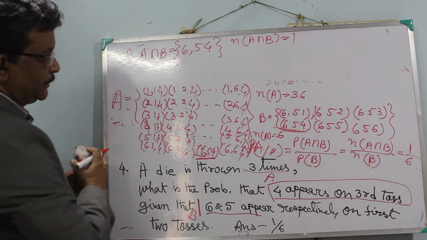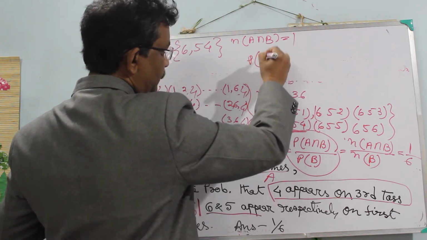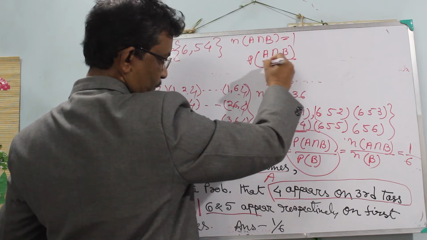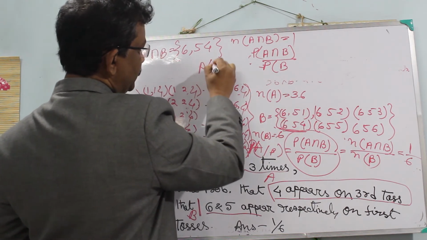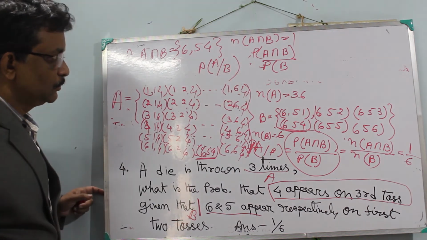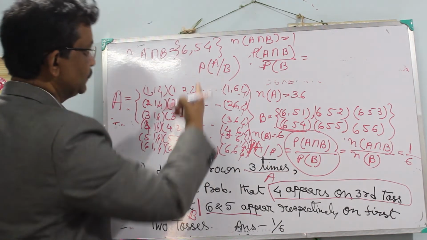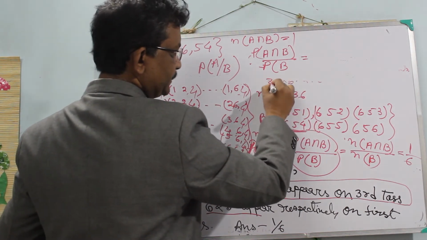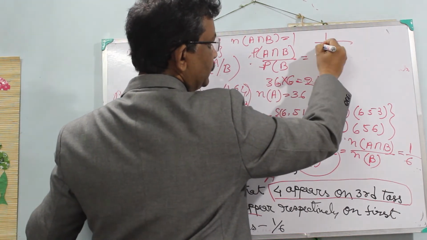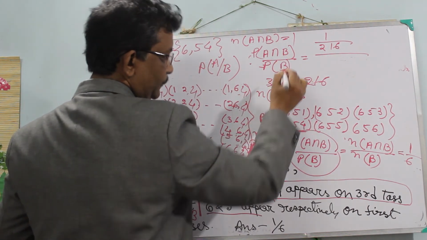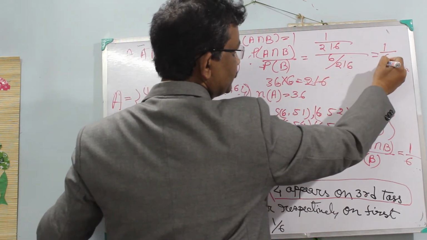Or if you want to calculate with probability, you can apply this formula: probability of A intersection B by probability of B. So what is the probability of A intersection B? Number of cases is 1 out of 36 into 6, 216 cases. So probability of A intersection B is 1 by 216, divided by probability of B. Number of elements of B is 6, so probability is 6 by 216. So the answer would be 1 by 6.